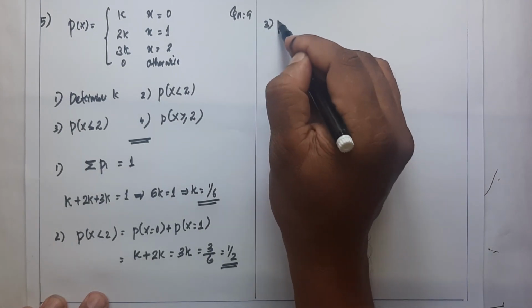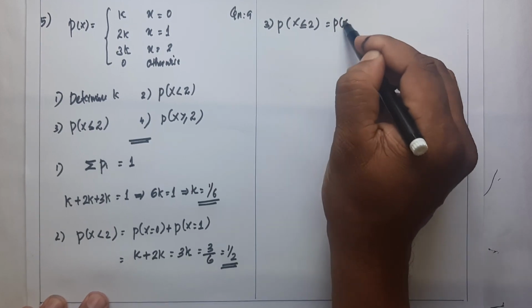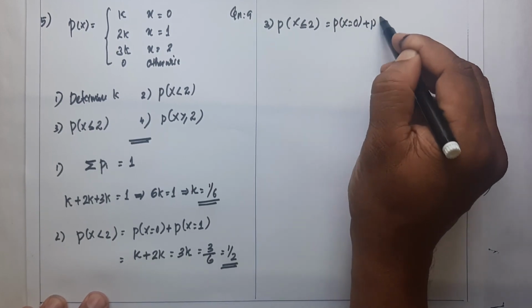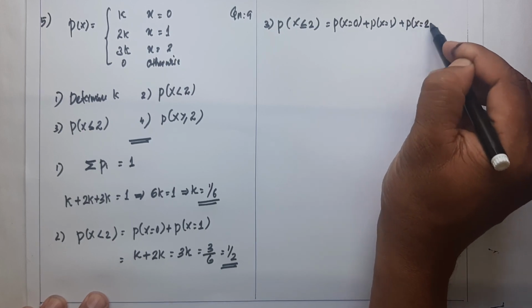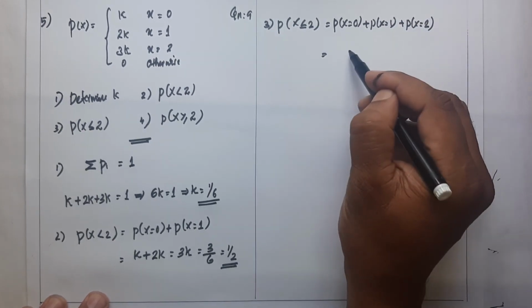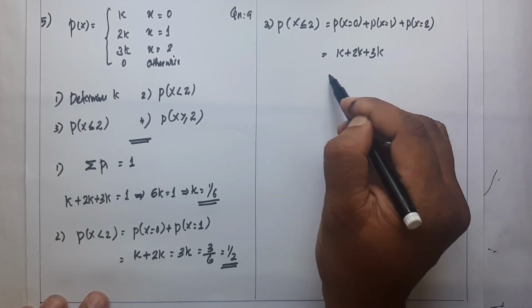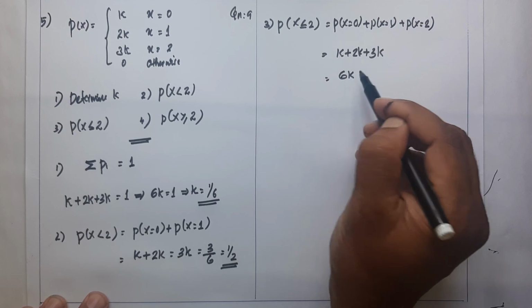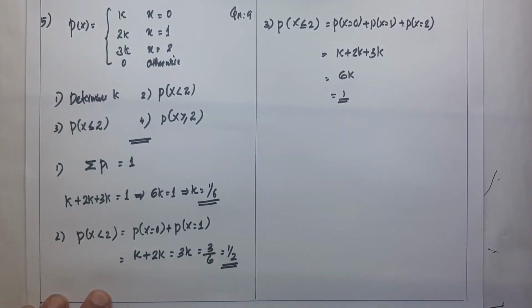Now the third question is P of x less than or equal to 2, that means P of x equal to 0 plus P of x is equal to 1 plus P of x equal to 2, that means k plus 2k plus 3k is equal to 6k equal to 6 by 6. We get answer, the probability is 1.